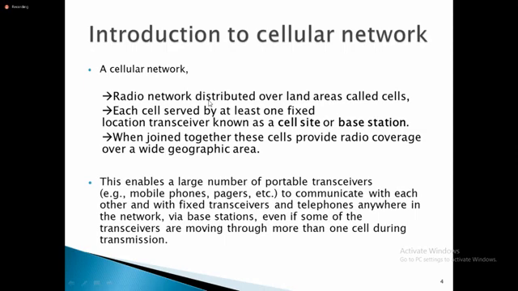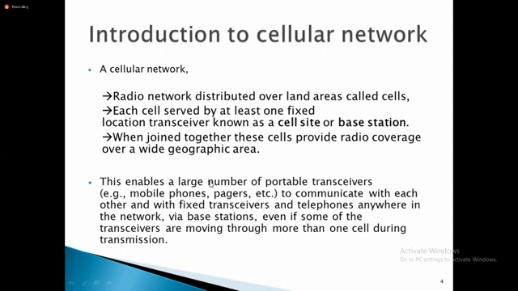Once we discuss the GSM network architecture, you will get a pretty good idea of how the overall cellular network functions. When joined together, these cells provide radio coverage over a wide geographical area. The overall cell coverage can be given to the whole area using different strategies, called the frequency reuse concept. Using a strategy like frequency reuse, a cellular network can provide services to a large number of users with a limited spectrum. So that is the main purpose of implementing a cellular network.